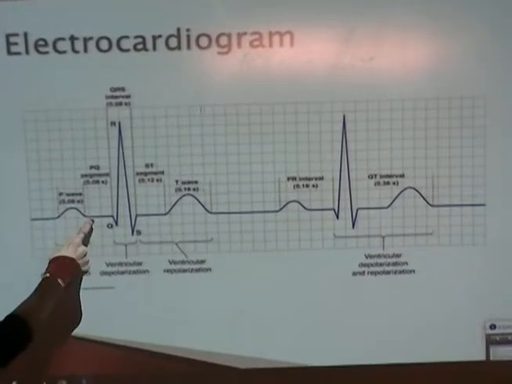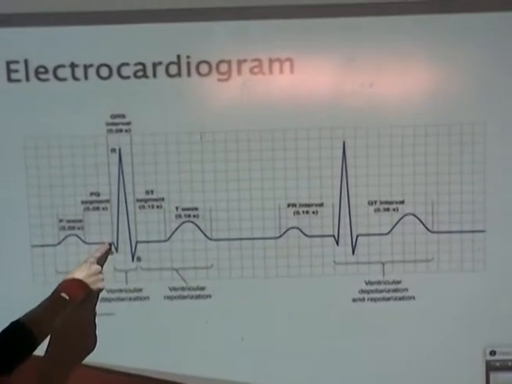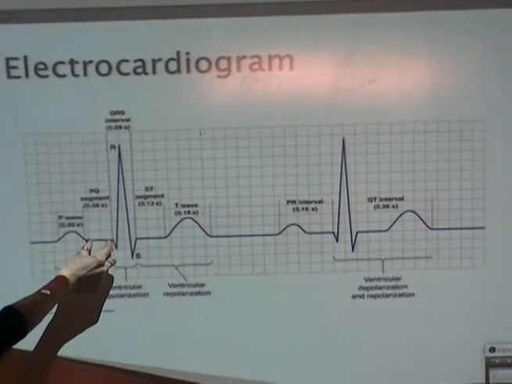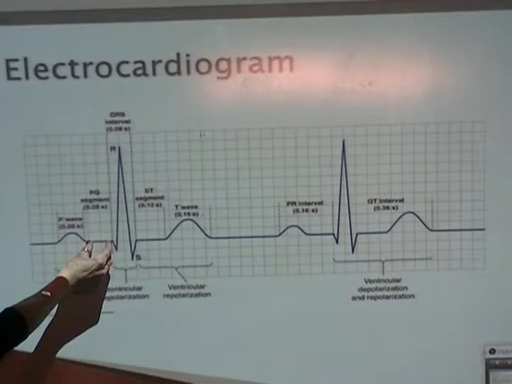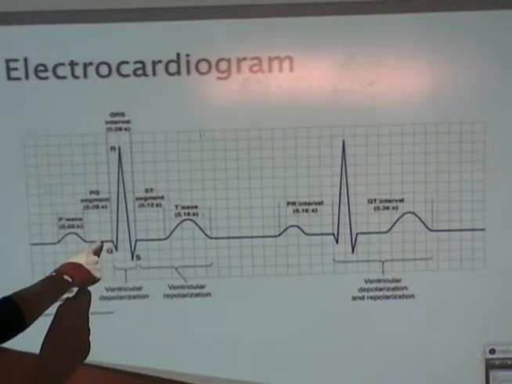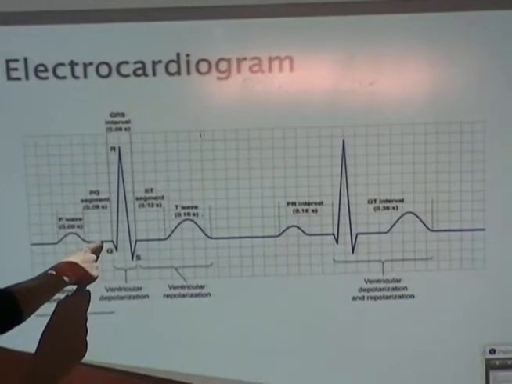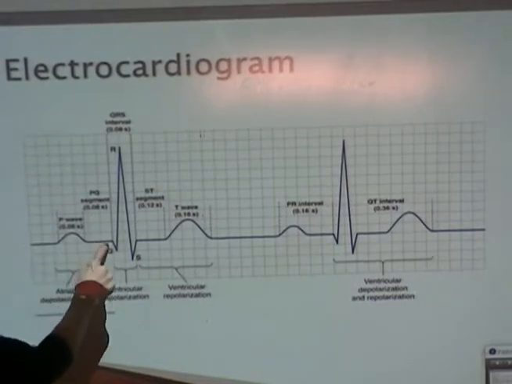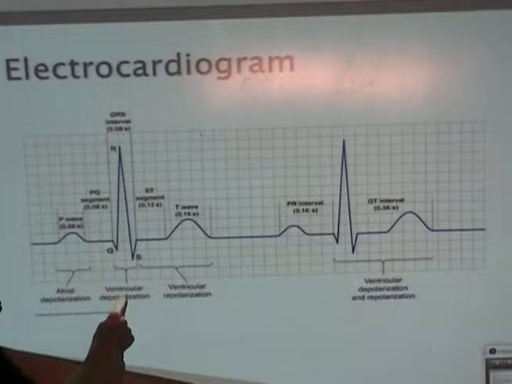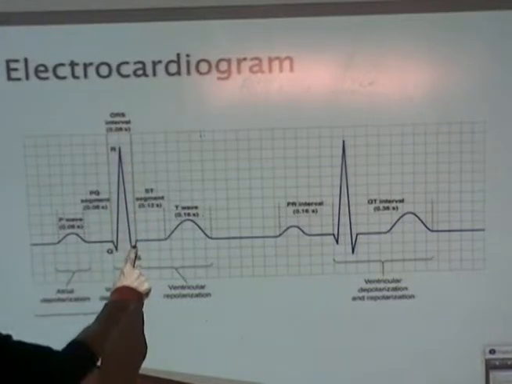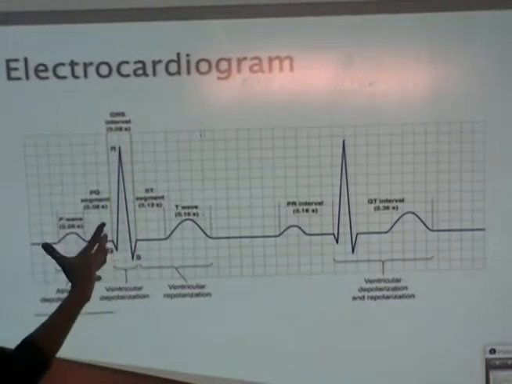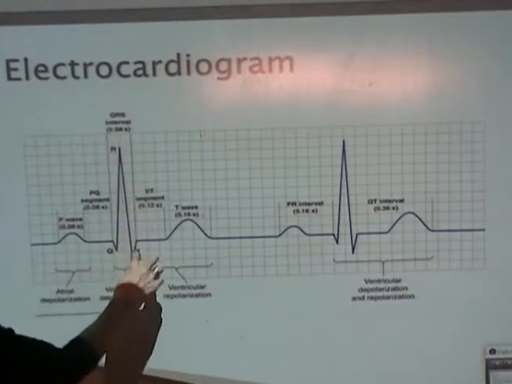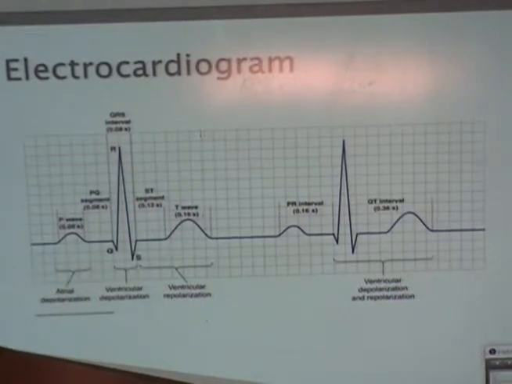Okay? Then you have a rest. That is the AV node sitting on the impulse while the atria contract and get the blood into the ventricles, right? Then we have the ventricle contraction. Because the ventricles are much bigger and stronger, the contraction wave is much higher, okay?